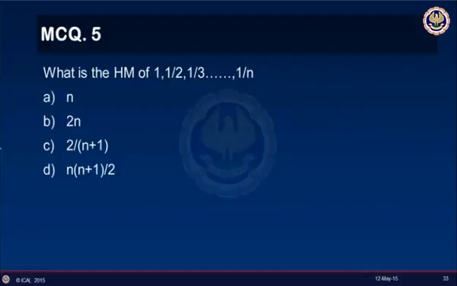MCQ number 5. What is the harmonic mean of 1, 1 by 2, 1 by 3, up to 1 by n? The options are n, 2n, 2 by n plus 1, and n by n plus 1 by 2. The right option is C. How can we look at it? The series is in the form of 1, 1 by 2, 1 by 3, up to 1 by n.